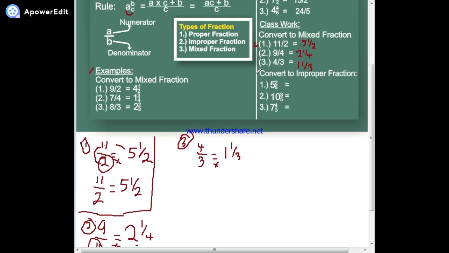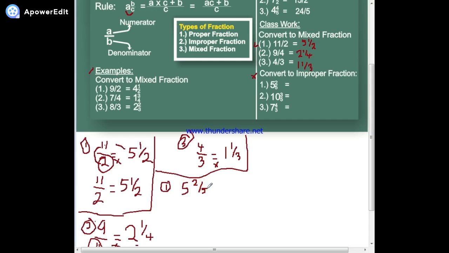Now, the next section we are going to attend to is how we can convert from mixed fraction to improper fraction. So that will be the next section. Now, the number 1 question of that one is 5 whole number 2 over 5.